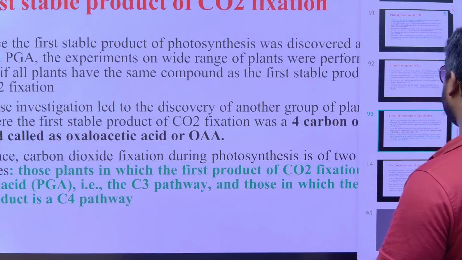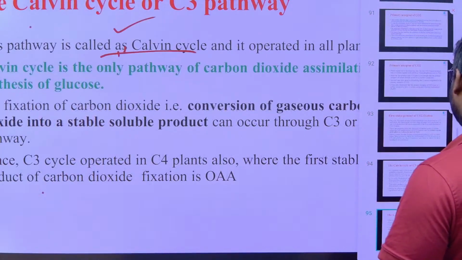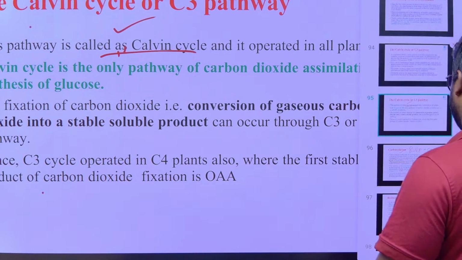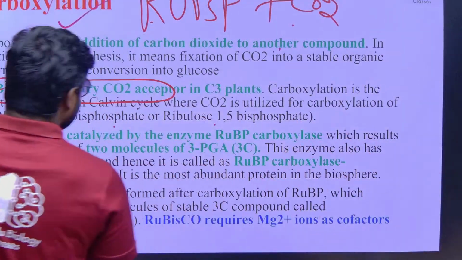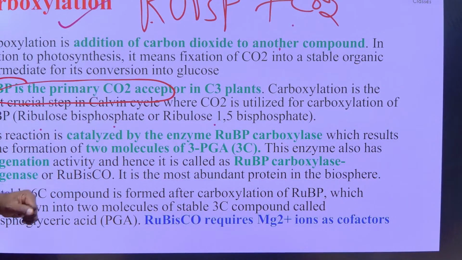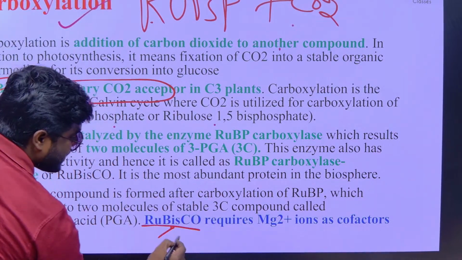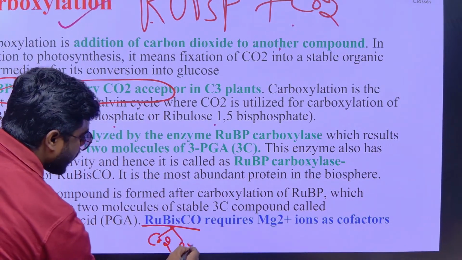Because it can fix the carbon also, it can fix the oxygen also. No point in getting confused over there. Okay, so look into this. The name of the enzyme is... anyway, remember, the function of Rubisco is fixing carbon also and fixing oxygen also.